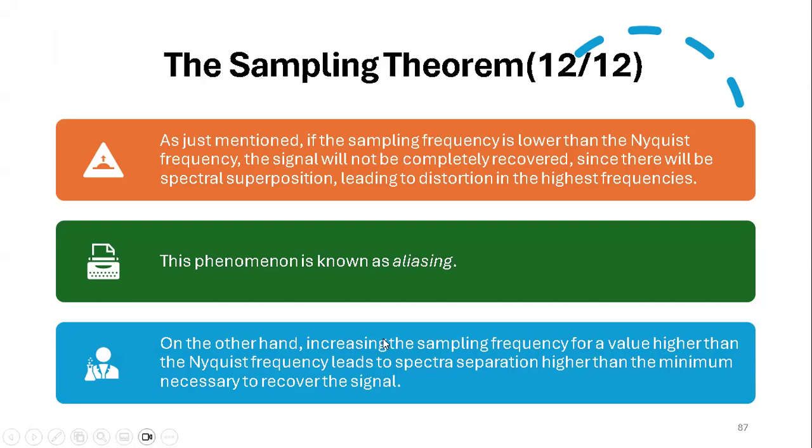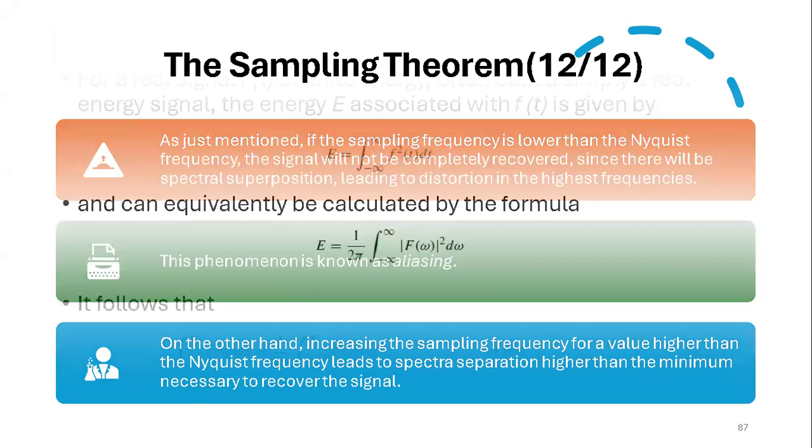As just mentioned, if the sampling frequency is lower than the Nyquist frequency, the signal will not be completely recovered. This causes spectral superposition, leading to distortion of the highest frequencies. This phenomenon is known as aliasing. On the other hand, increasing the sampling frequency to a value higher than the Nyquist frequency leads to spectral separation, which is the minimum necessity to recover the signal.